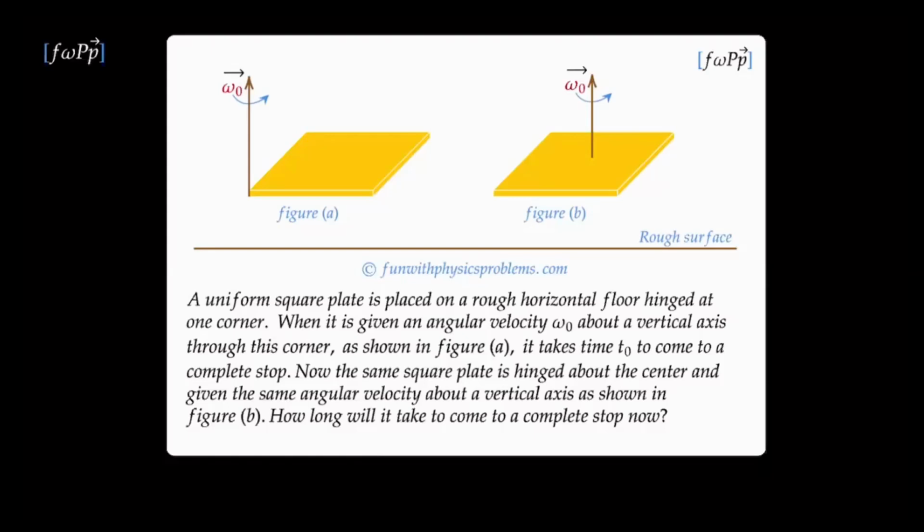This problem has a square plate which is given an angular velocity omega naught about an axis that passes through one of its vertices. It's on a rough surface, therefore there is friction in the problem. Therefore, this is going to stop rotating, and the time taken for that is t naught. The question is, now if the same plate is given the same angular velocity about an axis passing through its center, how long would it take to come to a complete stop?